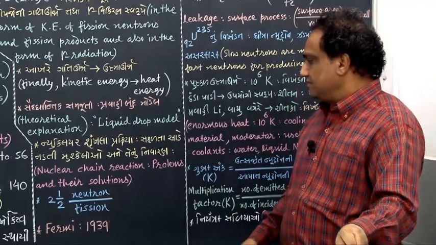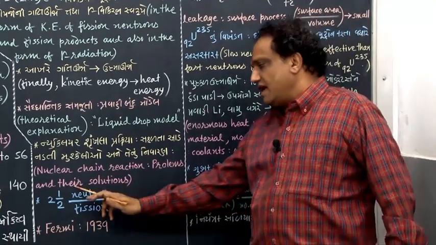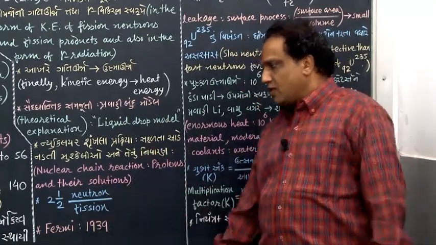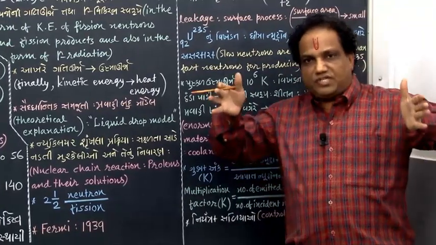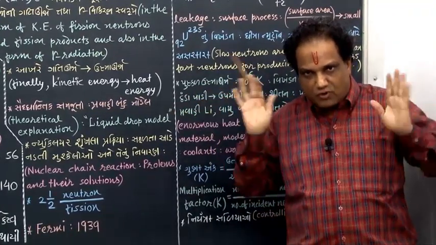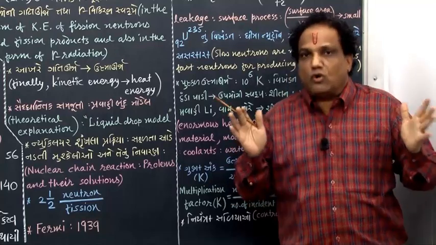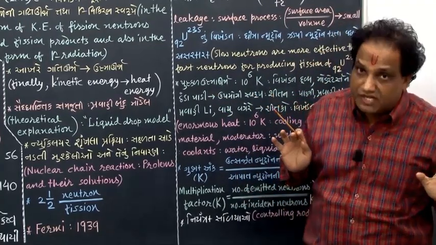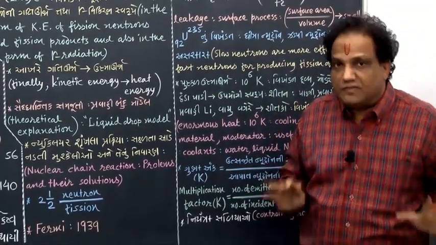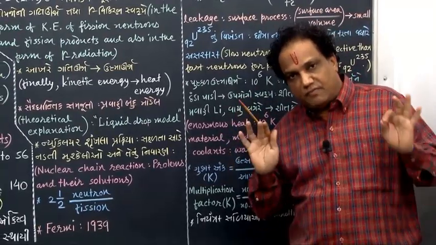That's what is written here: problems and their solutions. Come on. Whichever chamber you carry out this nuclear chain reaction process in, normally we call it a nuclear reactor. Nuclear reactor. Now let us see all these features one by one. Okay.